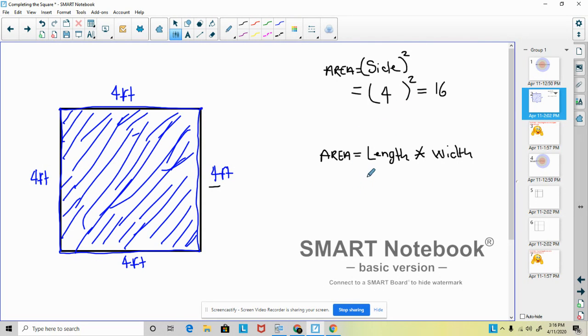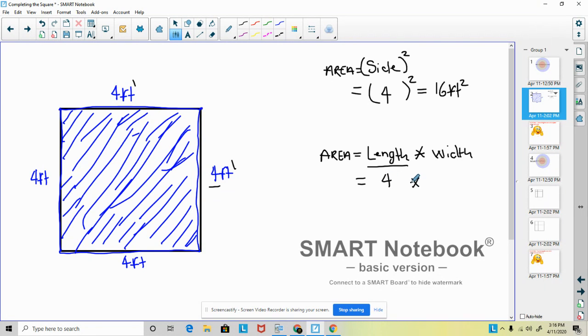Sorry, that should be 16 feet squared. I forgot to put my units on there. It's squared because when you multiply feet times feet, even though it's not a number, it is still like saying feet to the first power times feet to the first power. When you multiply them, you add the exponents, which we'll talk about in a future video.